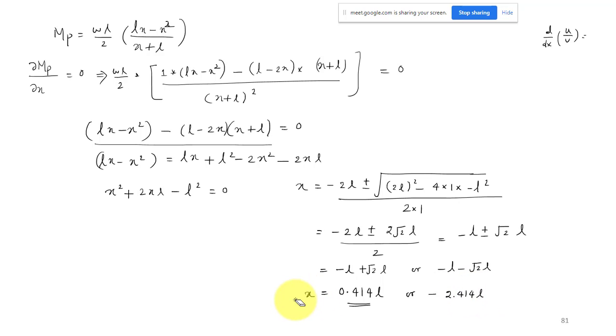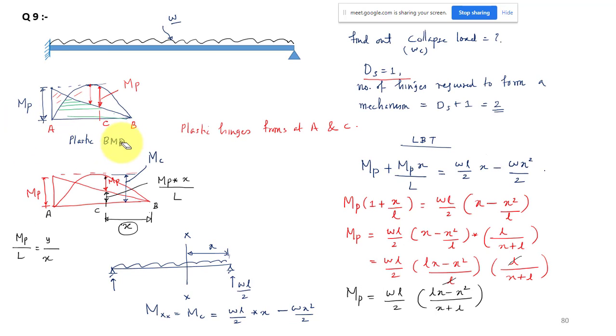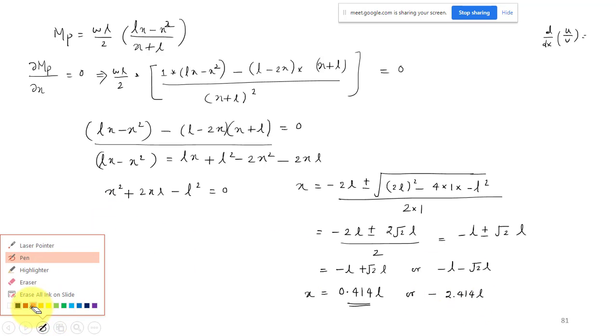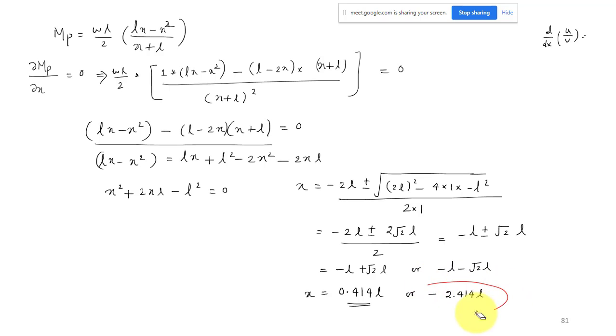And what is this x? x is nothing but this distance. The total length is L, and x is this distance, and that means the second root cannot be a solution for our problem. It is not possible. That means for x, finally, your x is equal to 0.414 times the length.